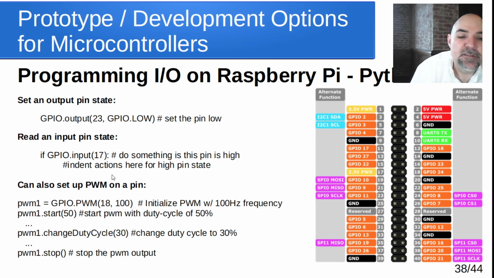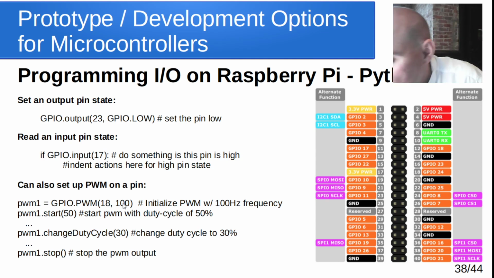It also has the ability to set up pulse width modulation on a pin and have the thing handle it automatically. So here, PWM1 equals GPIO.PWM(18, 100), that's a frequency of 100. That's saying take pin 18 and use a frequency of 100 on that.